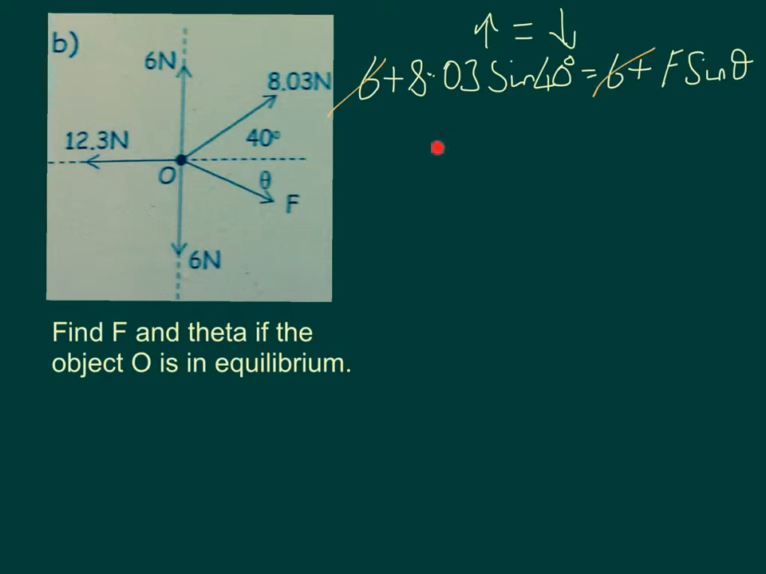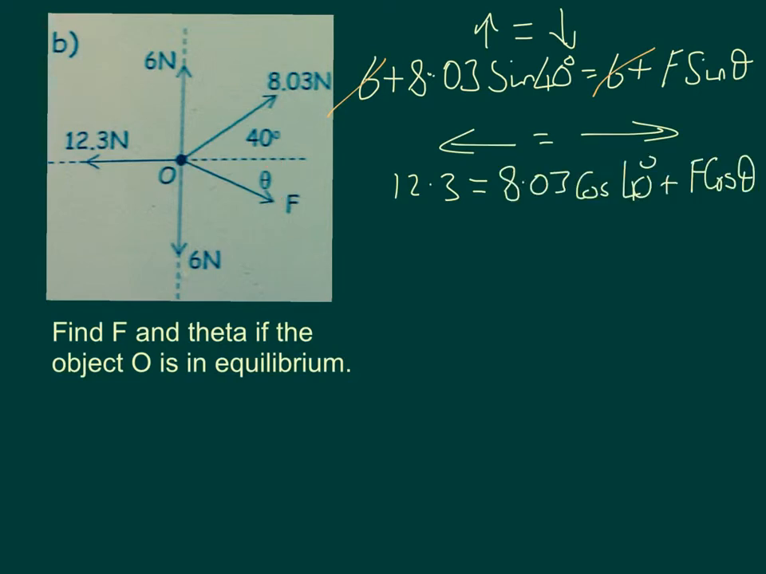So, as well as that, we have forces to the left and right that are balancing. And so, we have this 12.3 Newton force balancing with the horizontal component of this 8.03, which is going to be 8.03 cos of 40, and the horizontal component of F, which is going to be F cos theta. So that's our horizontal resolved forces.